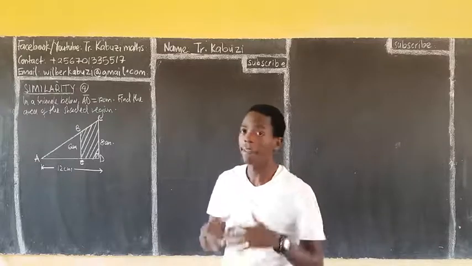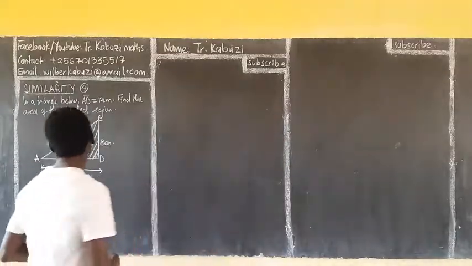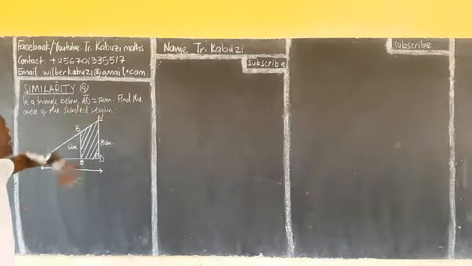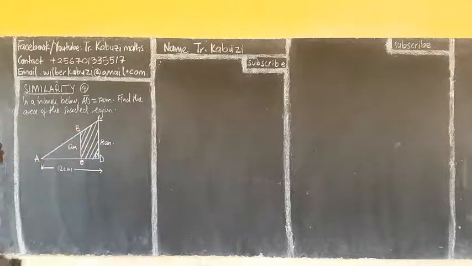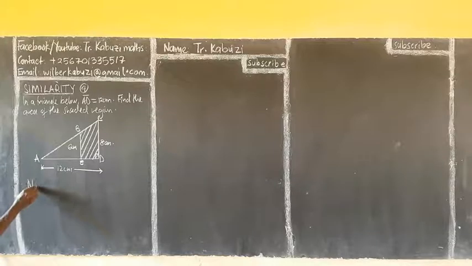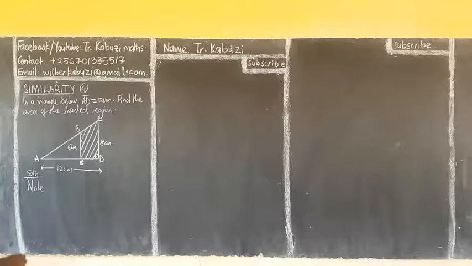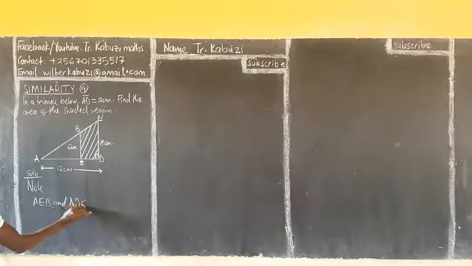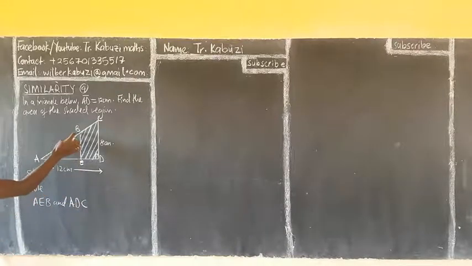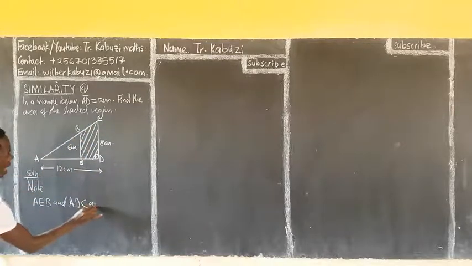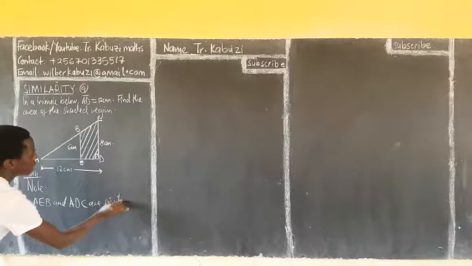Let us see the first two. So now, the first thing they are telling us is that in the triangle below, we are to find the area of the shaded region. So this is the shaded region, and understand it's a trapezium. Now, you always first note in our solution that AEB and ABC are similar. So those two triangles are similar.